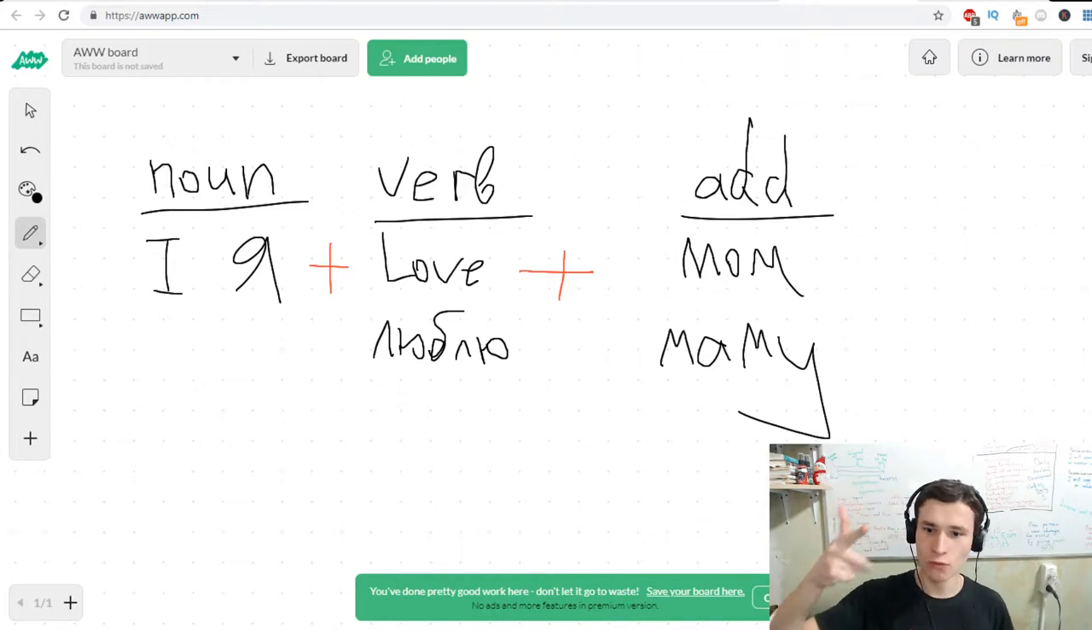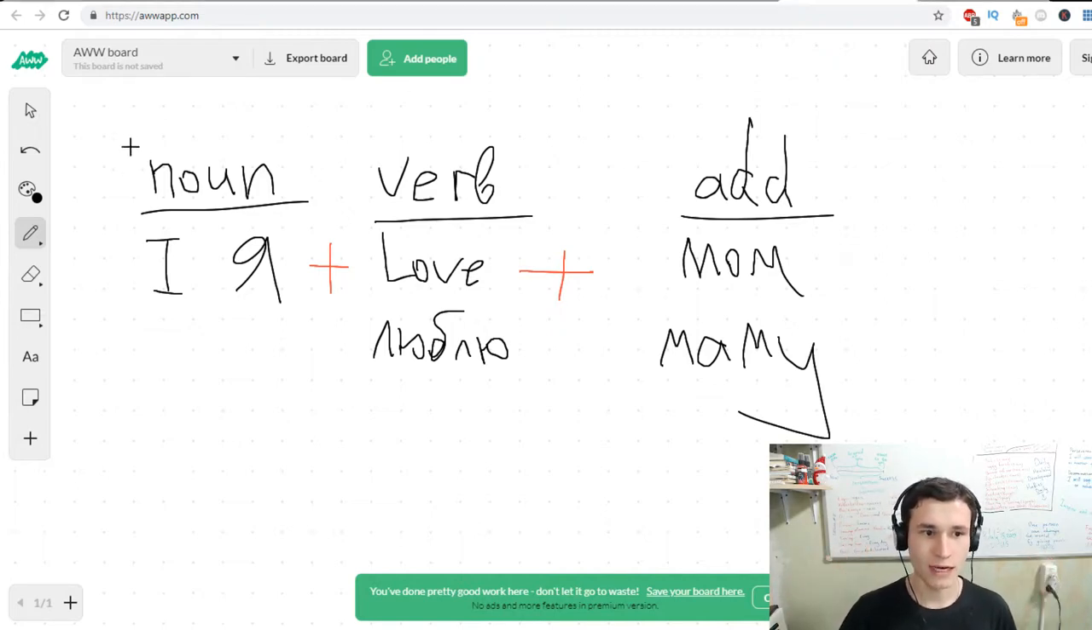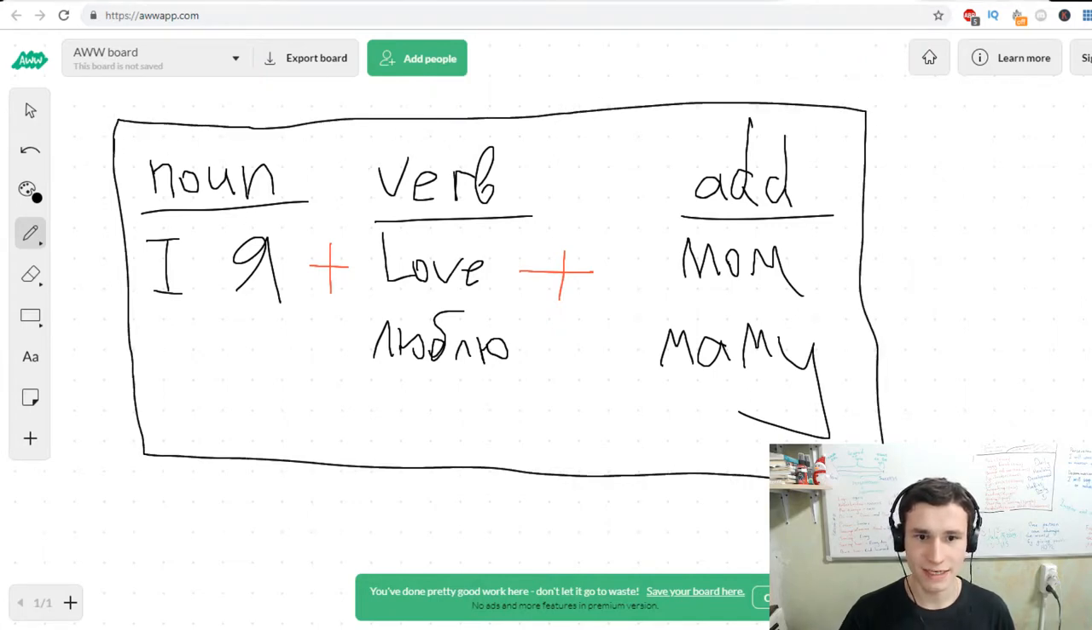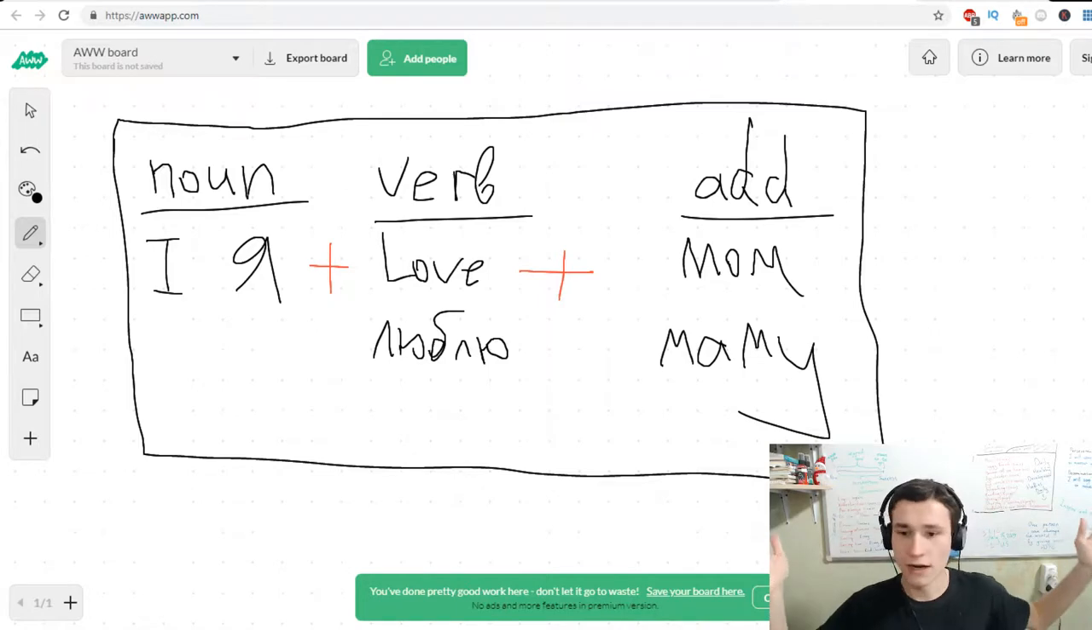Я люблю что? Маму. I love what? Mom. Understand? Good. This is our sentence when we want to say something easy. Use first noun, verb, addition. Everybody will understand you, 100%, I give you my word.